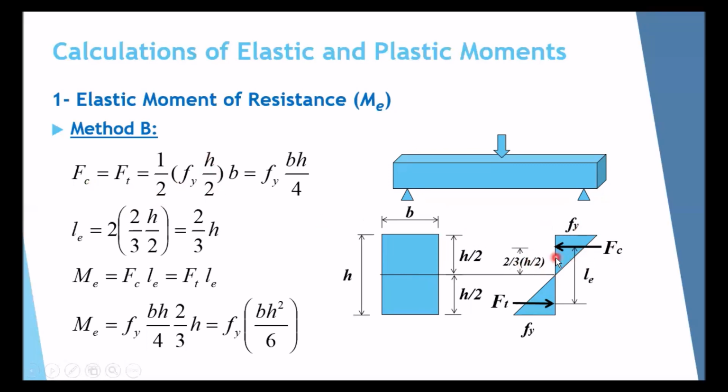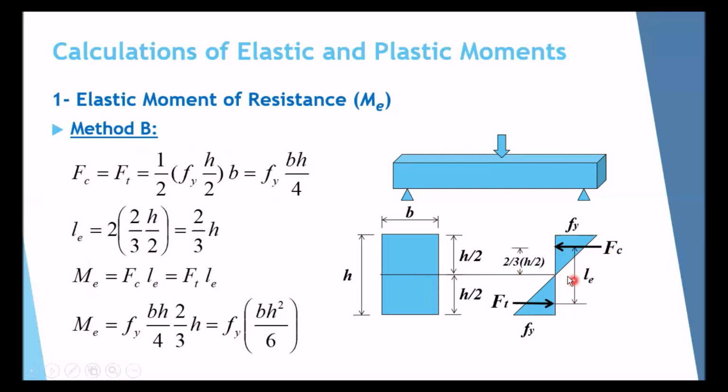Okay, we get this area, multiply by the width of the beam, so we can get the total force, which is called FC or FT. They are the same here, and always they are the same because of equilibrium. So at the end, recalculate these values here, so it will be F yield times BH over 4. Okay, we found the first part, FC and FT.